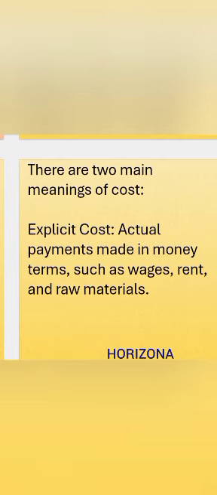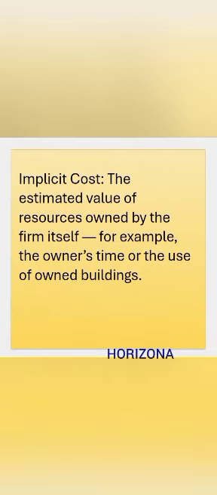Implicit cost, on the other hand, means the estimated value of resources owned by the firm itself. For example, we're talking about the owner's time or the use of owned properties, like you're using your car or your building for the business. So these are part of the implicit cost. In economics, total cost is equal to explicit plus implicit cost.